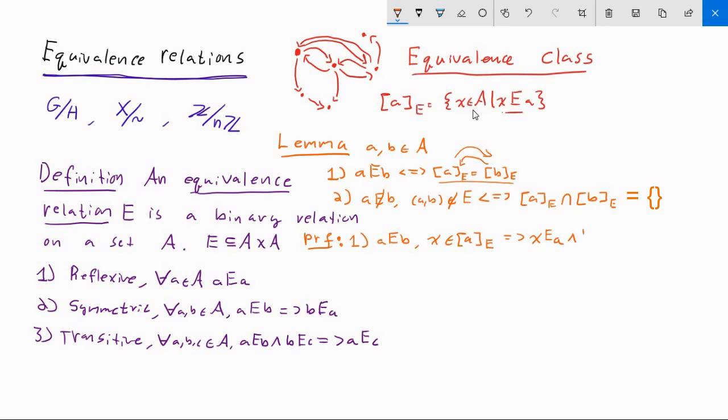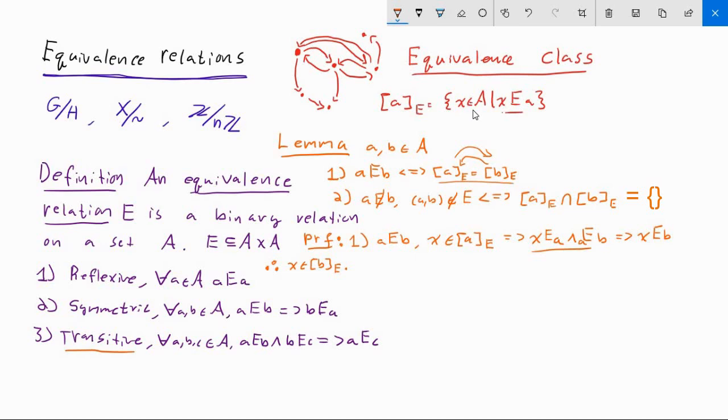But since X is related to A and A is related to B, by the transitivity of an equivalence relation, we can conclude that X is in fact related to B, and therefore X is in the equivalence class of B. And this is exactly what we needed to show. As I mentioned, showing that the equivalence class of B is contained in A is almost identical to this exact process here. So let's consider the converse direction.